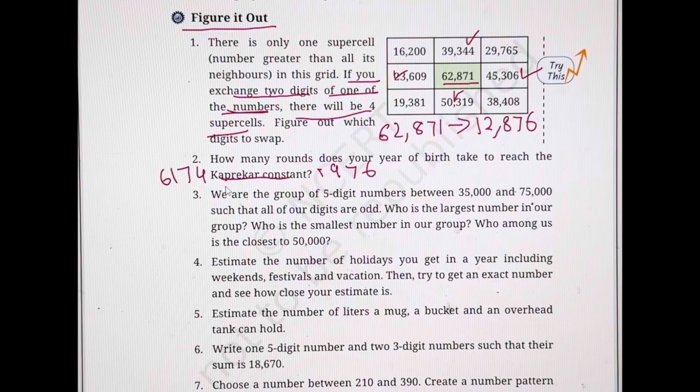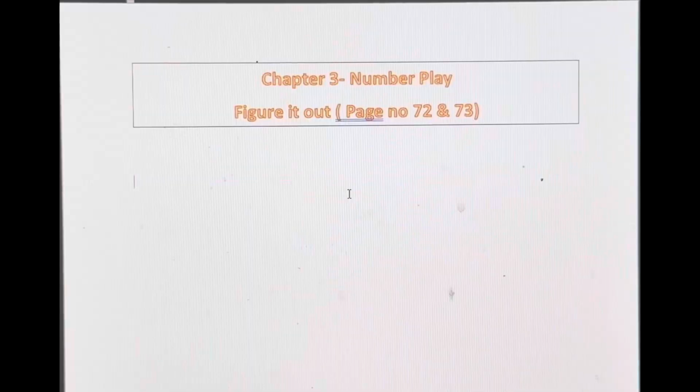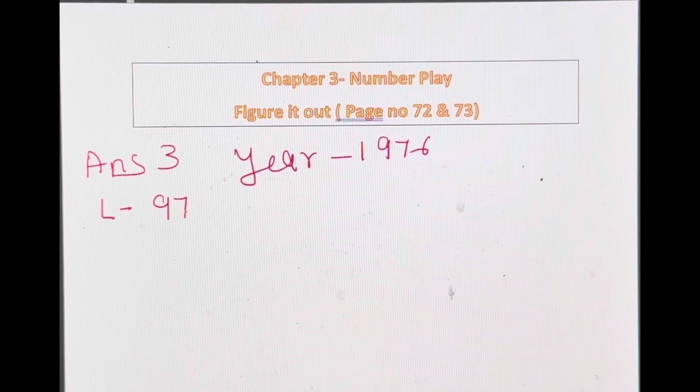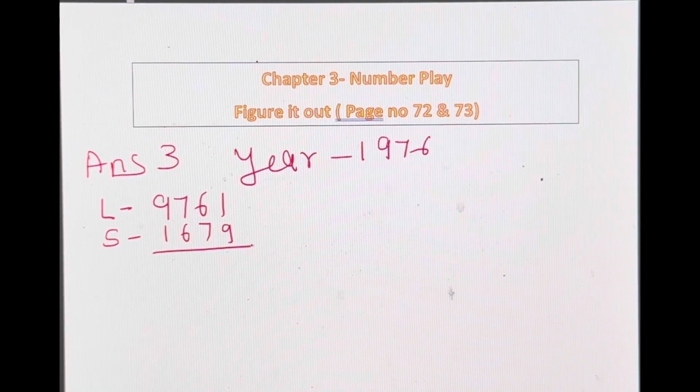Okay, then we go ahead with the steps. So now let us try to get the answer. For answer number 3, we will try to solve it over here. The year which we have chosen is 1976. You can choose your own year and we want the Kaprekar constant. So let us form the largest number. The largest is 9761 and the smallest is 1679.